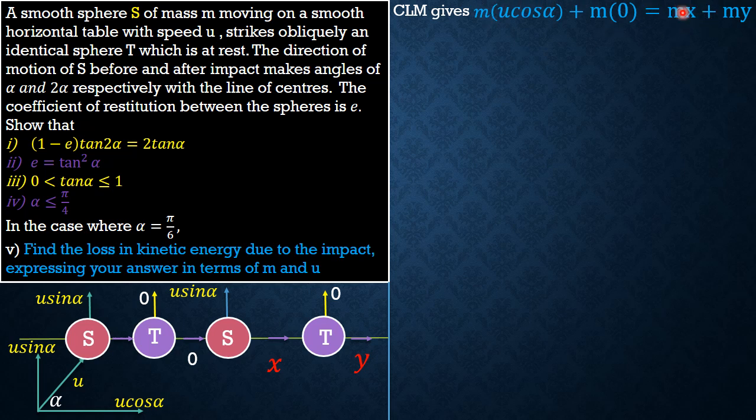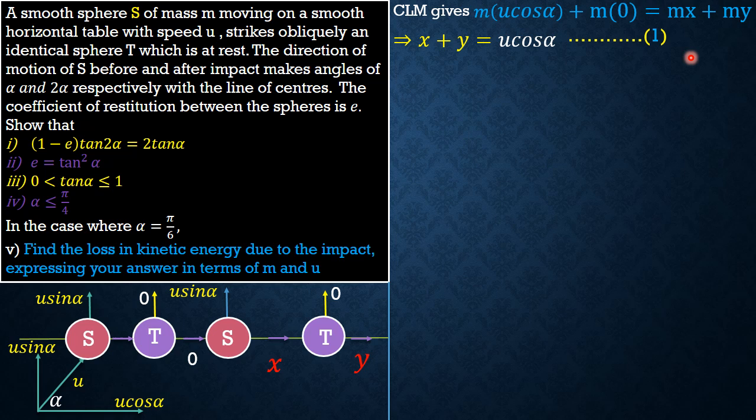Then after collision, we still have the mass of sphere S, which is m. Its new speed, we can call x. That for T, we can call y. So guys, if we cancel all the m's on both sides and simplify, we are going to have x plus y equals u cos alpha. We can call this our equation 1.